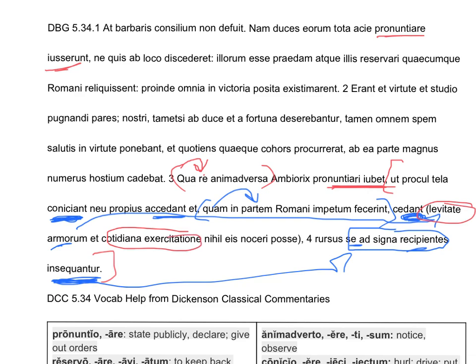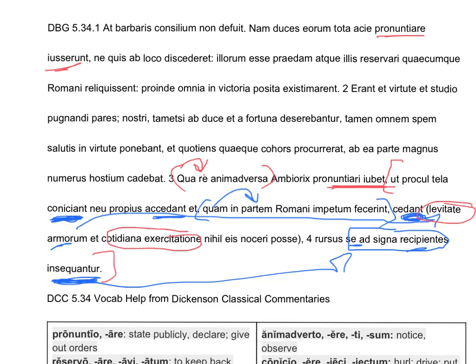The literal translation is, nothing is able to be harmed to them, which makes no sense to an American teenager. So another way to say it is, nothing is able to harm them. Nothing can harm the Gauls on account of levitate armorum et cotidiana exercitatione. They don't have superpowers, they just happen to have the right kinds of weapon and training.